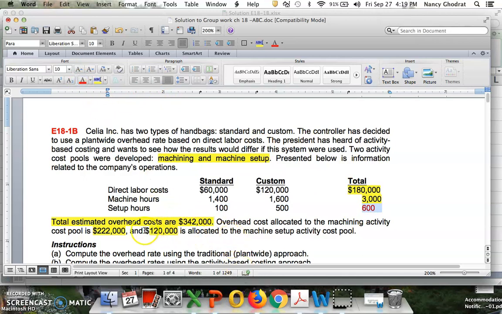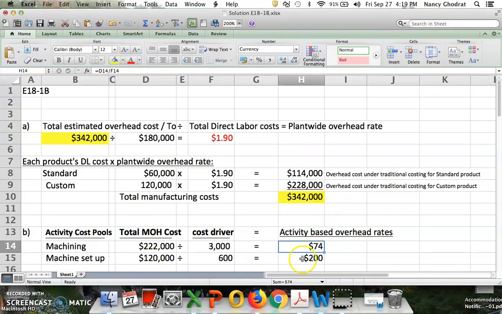The numerator is the 120,000 divided by the 600 hours of setup, and therefore our activity-based overhead rate would be $200. So every setup it's costing the company $200. And now we're going to use these activity-based overhead rates that we came up with in step 3.